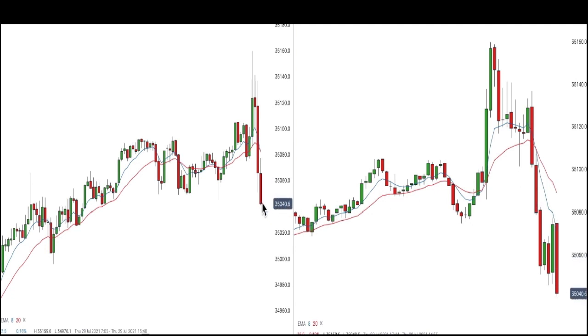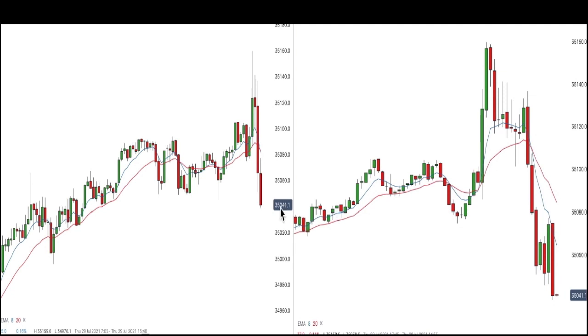So now we've got price miles below the EMAs on that chart, miles below the EMAs on this chart as well, and I have to wait for it to go back up to take any more trades short. And that's scalping. That's scalping on the open.